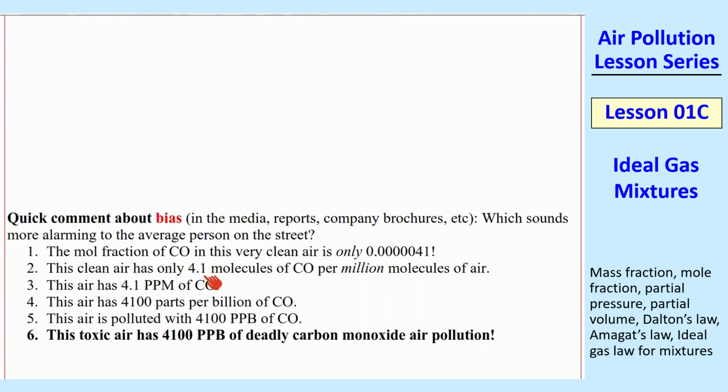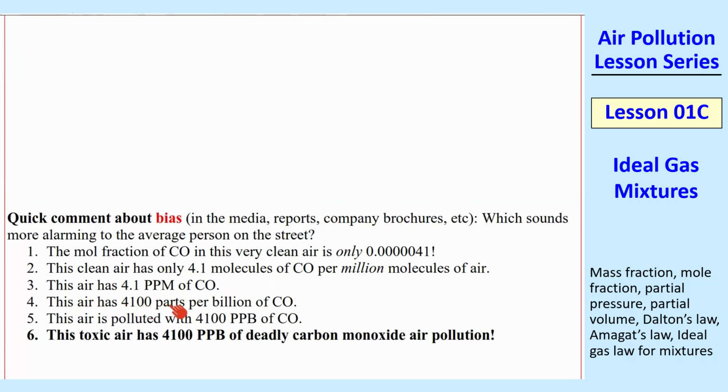This clean air has only 4.1 molecules of CO per million molecules of air. These are all identical statements. They're just stated differently, which shows the bias of the person writing them. I want you to pay particular attention to this throughout the semester. This is very important when we talk about air pollution. You can say this air has 4.1 ppm of CO. That's probably the most neutral statement there.